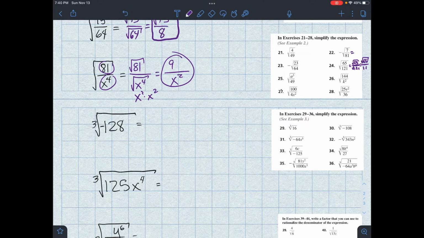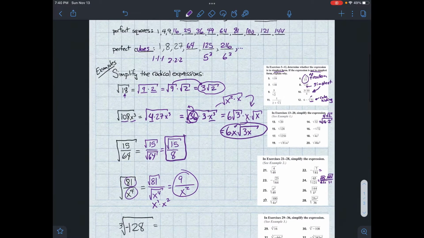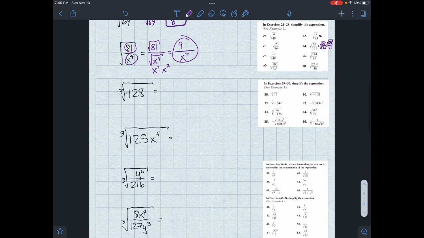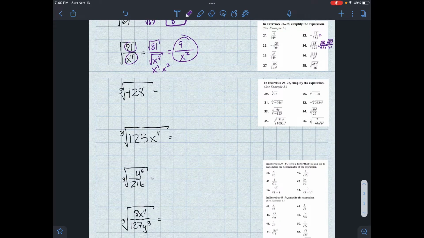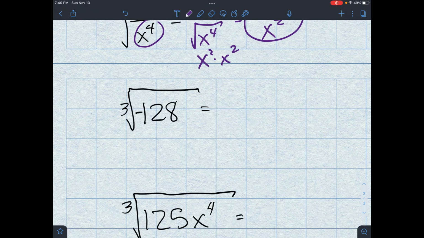Lesson part 2 of 9-1. The first part dealt primarily with what we call second roots or square roots. In this other part of the lesson, we're going to deal with cube roots. So, starting off with something simple, negative 128.